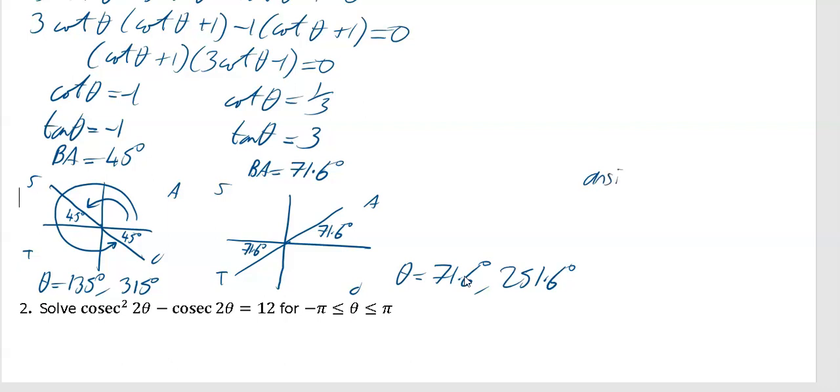So my final answer for theta: the smallest one is 71.6 degrees. The next one is 135 degrees. The next one is 251.6 degrees. And the last one is 315 degrees.